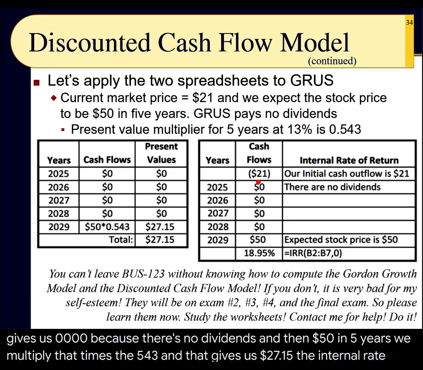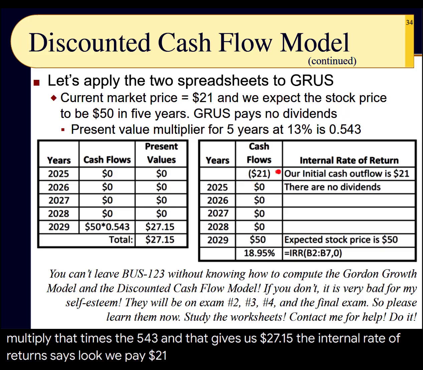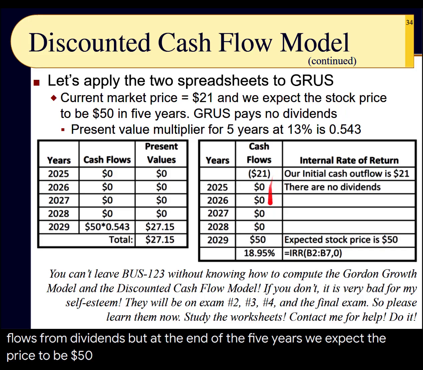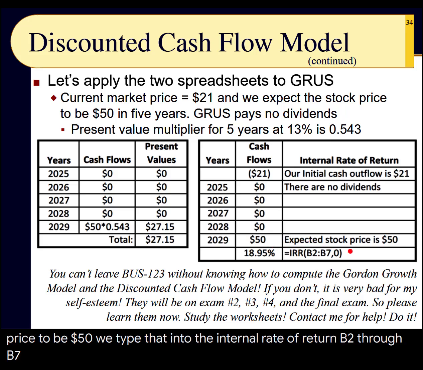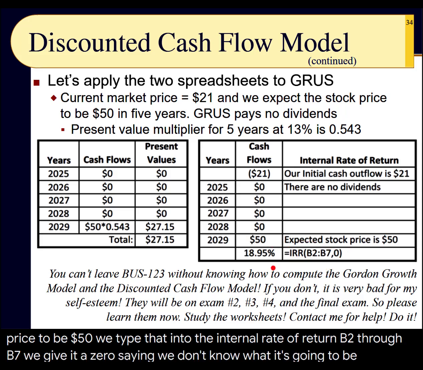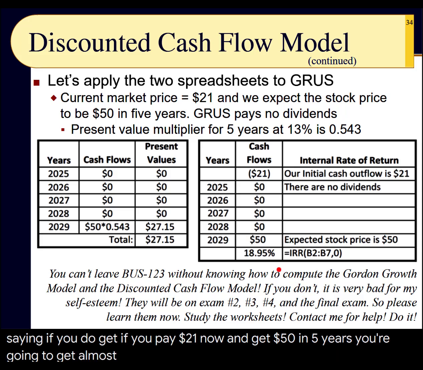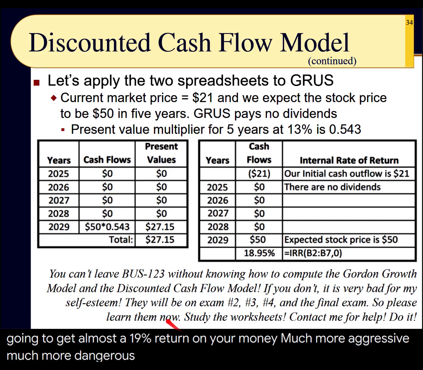The internal rate of return says, look, we pay $21 as our initial cash flow. We don't get any cash flows from dividends, but at the end of the 5 years, we expect the price to be $50. We type that into the internal rate of return, B2 through B7. We give it a 0, saying we don't know what it's going to be. And it's saying if you pay $21 now and get $50 in 5 years, you're going to get almost a 19% return on your money. But it's just a much more aggressive, much more dangerous investment, isn't it?